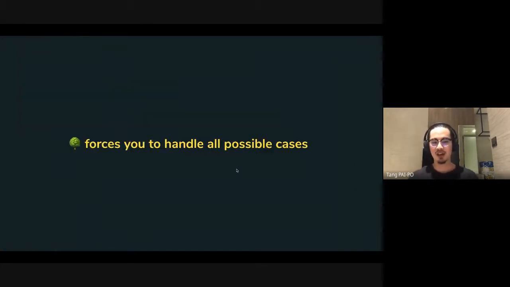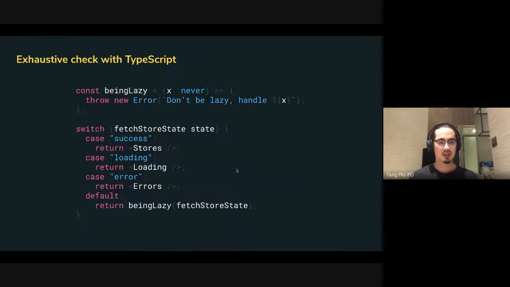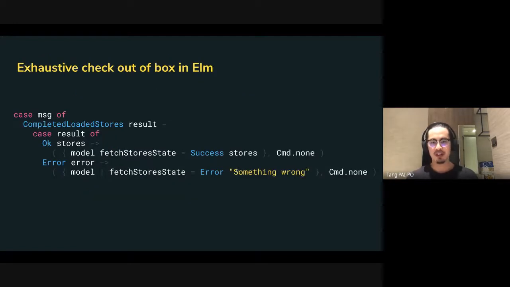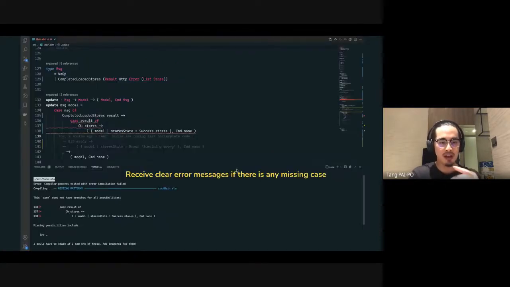And yeah, here is this point again. The Elm compiler can force you to handle all possible cases. If you still remember this example, in TypeScript, if you want to make sure all the states are handled, we have to write this funky function, called assertNever, using type never as an argument. And in Elm, it comes out of the box, because as I mentioned before, the compiler knows all the possibilities of this state. That's why if you don't handle any of them, for example, in this example, I just commented out the error case, you will receive a clear error message right away.